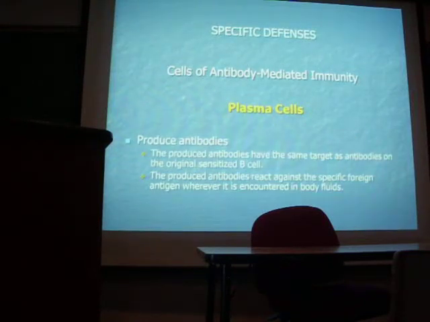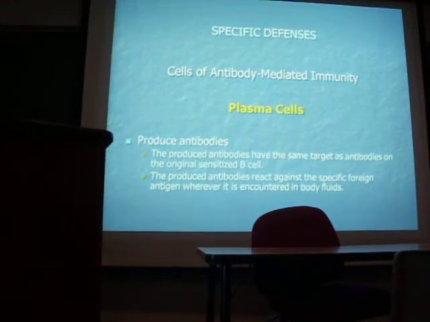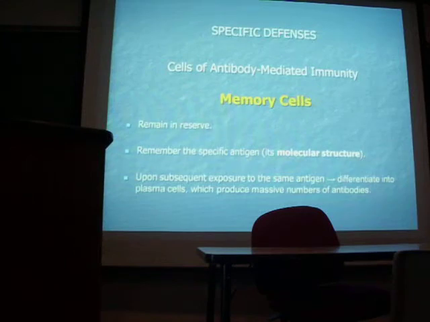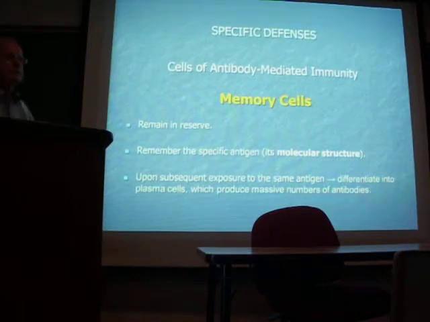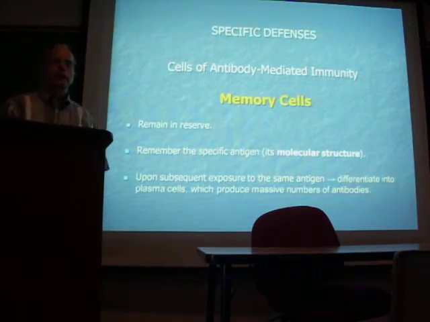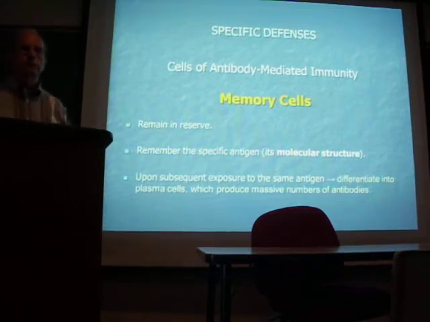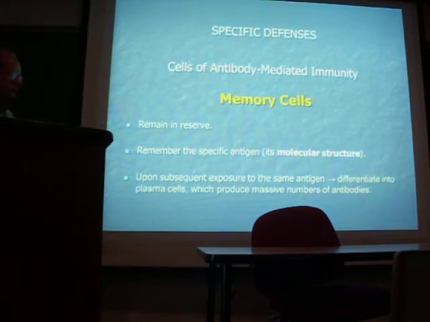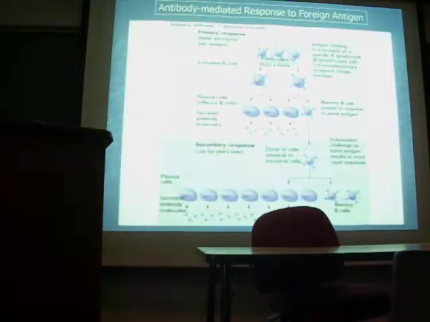Plasma cells are the ones that actually make the antibodies. Memory cells are held in reserve. Now, what is it that these memory cells actually remember about an antigen? Its specific molecular structure. That's going to be key, as I'll show you when we look at antibodies in a moment.